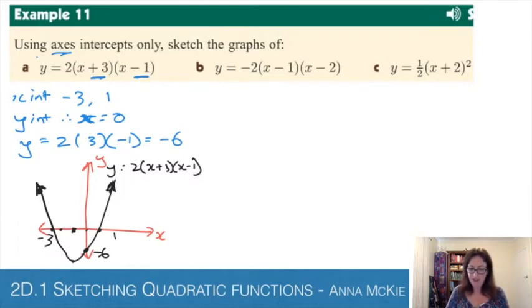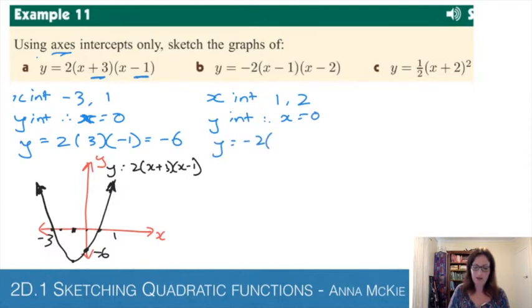All right, let's move on to the other ones. Right, x-intercepts: when it's in this factorized form, it's easy to see what they're going to be. 1 and 2. And the y-intercept, therefore x is equal to 0, we have y is equal to -2. Substituting 0 into that bracket there leaves us with -1 and -2. Multiply all of them together, we get -4.